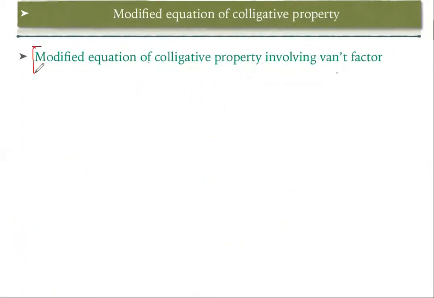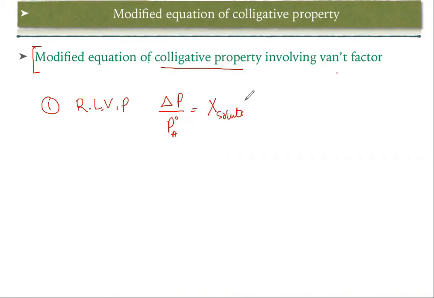So let us write all the modified equations of colligative properties. First one is RLVP. We know that delta P divided by PA naught is equal to mole fraction of solute. Here we have to introduce the i factor, the van 't Hoff factor. Second one, elevation of boiling point. We know that delta Tb is equal to, only change is the van 't Hoff factor will be included, so this is i Kb into m, molality.